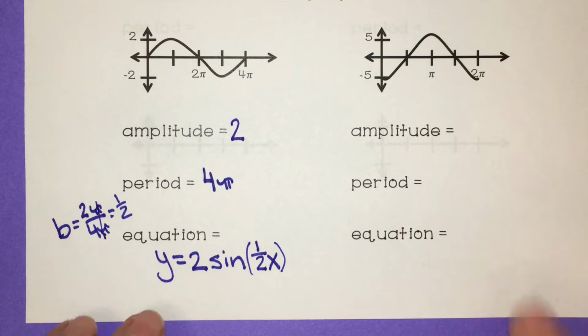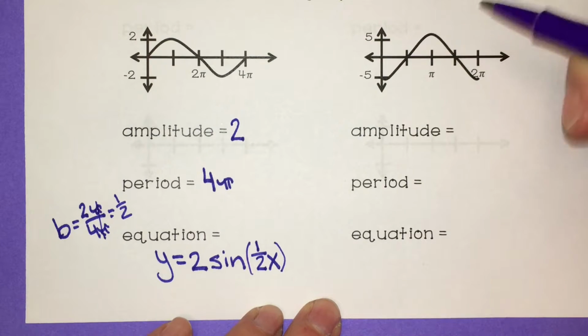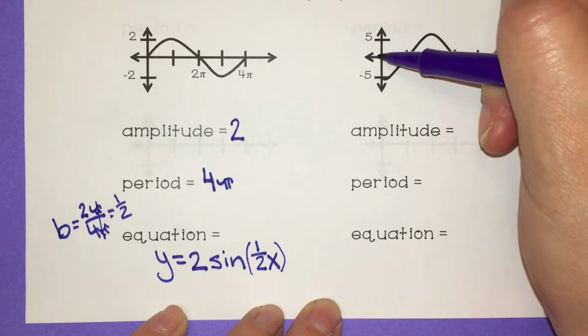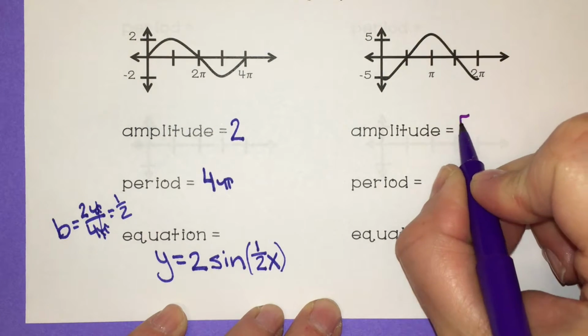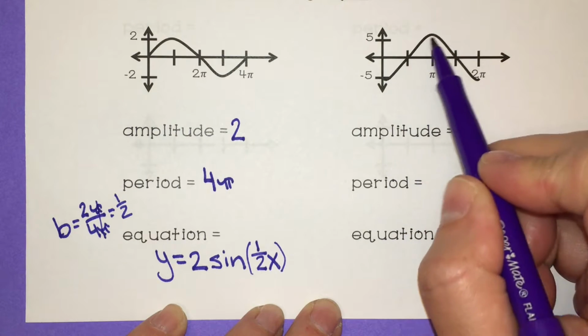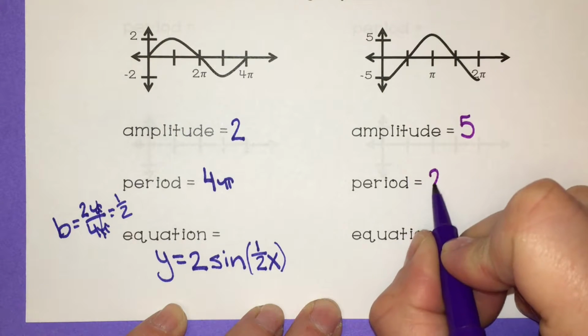All right, let's look at this one. Our amplitude, half the distance between the maximum and the minimum, which is 5. Period would be the length of one cycle, which is 2 pi.